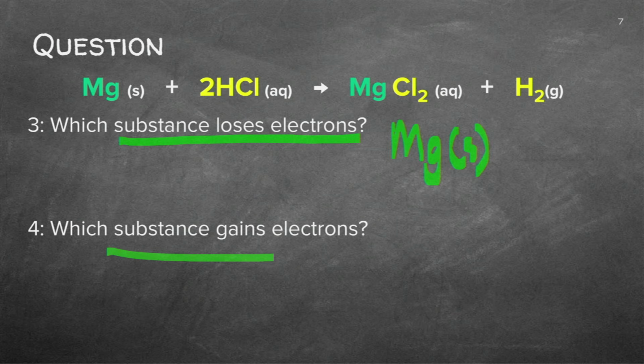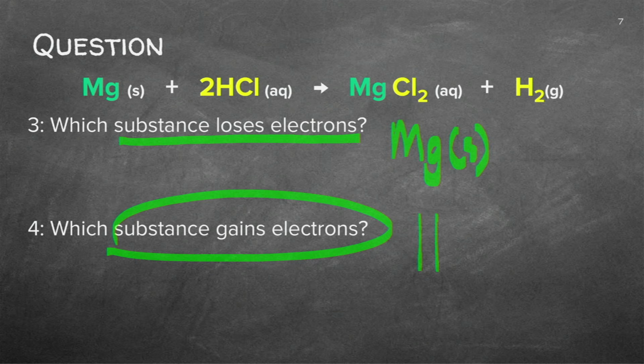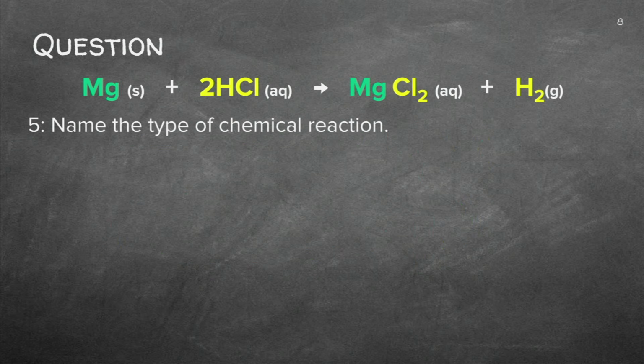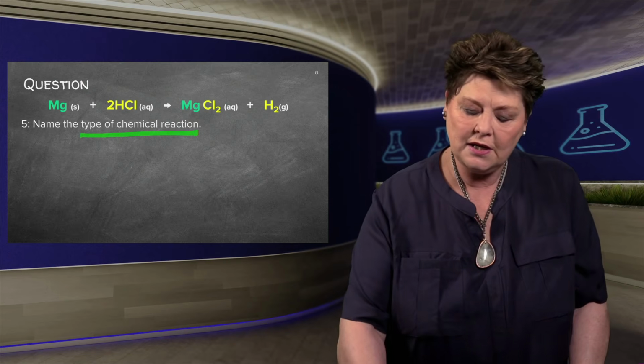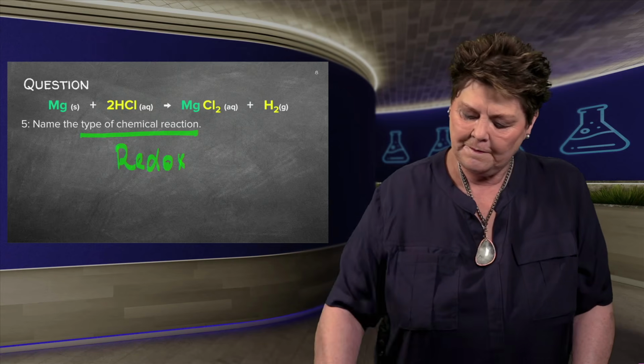And which one gains electrons? Let's go back. We saw the hydrogen ion gained electrons. So it would be H+. So that's the answers for those questions. A next question: name the type of chemical reaction. It's not an acid-base. It's not a precipitation, so it is a redox reaction.